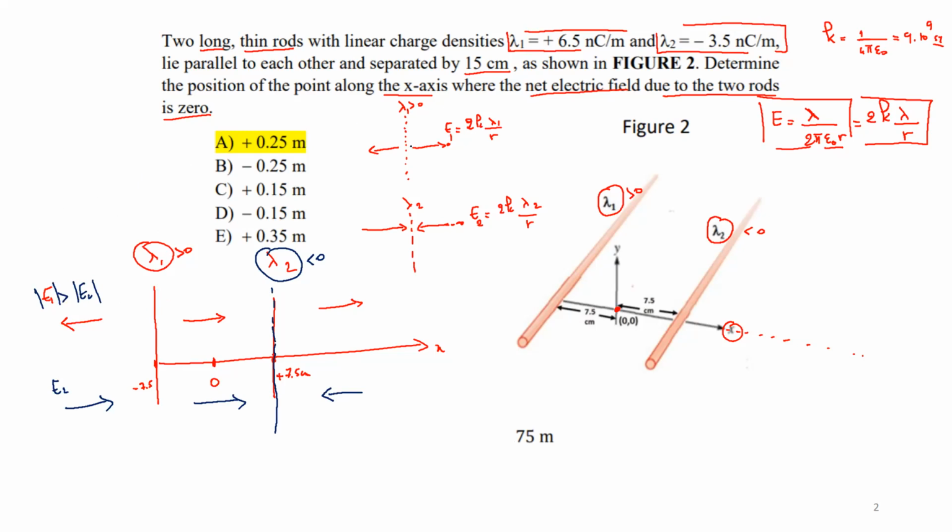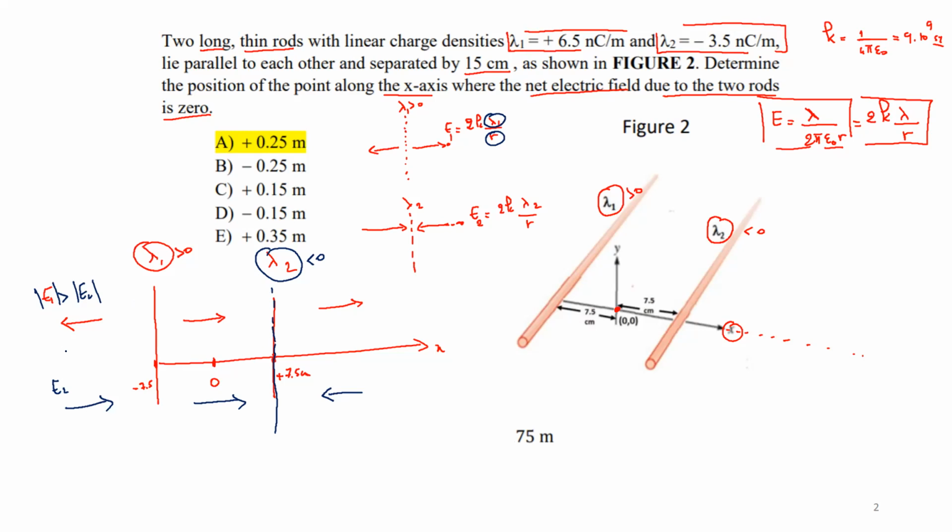So you see here, for E1, this lambda 1 is bigger, but also this R is smaller. So overall, my E1, the magnitude of the electric field, is bigger than E2. The magnitude of the electric field created by the positively charged rod will always be bigger than the magnitude of the electric field created by the negatively charged rod.